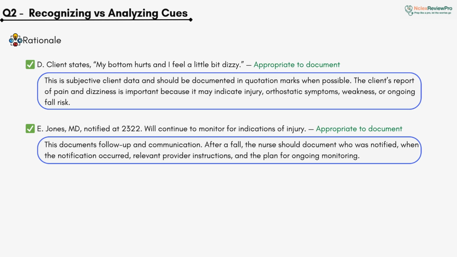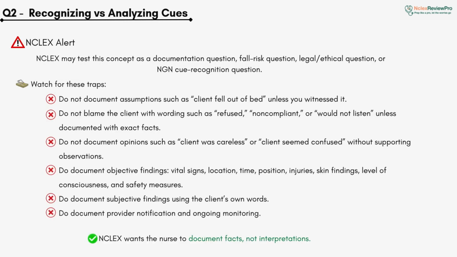After a fall, the nurse should document who was notified, when the notification occurred, relevant provider instructions, and the plan for ongoing monitoring. Now here is the NCLEX alert. On NCLEX, this concept may be tested as a documentation question, a fall risk question, a legal and ethical question, or an NGN cue recognition question.